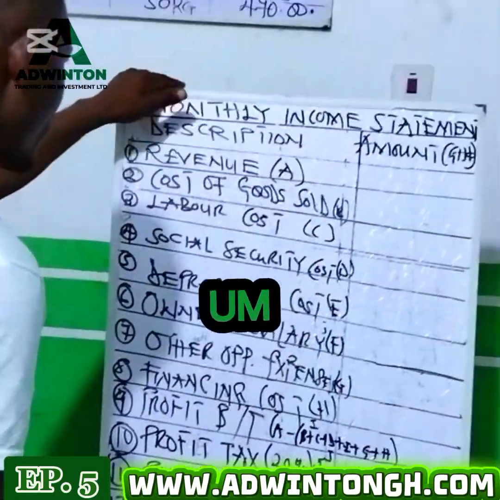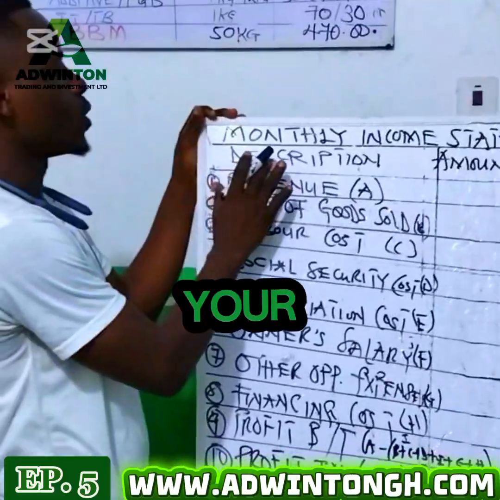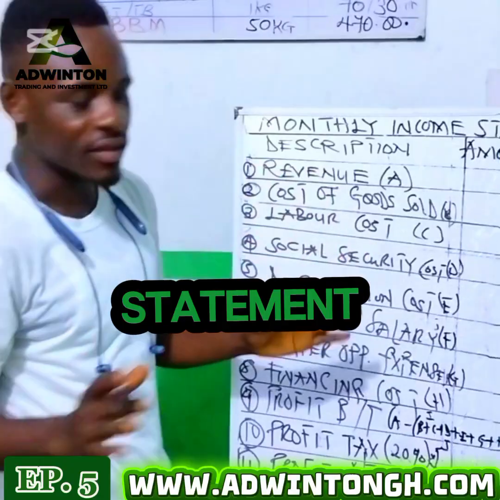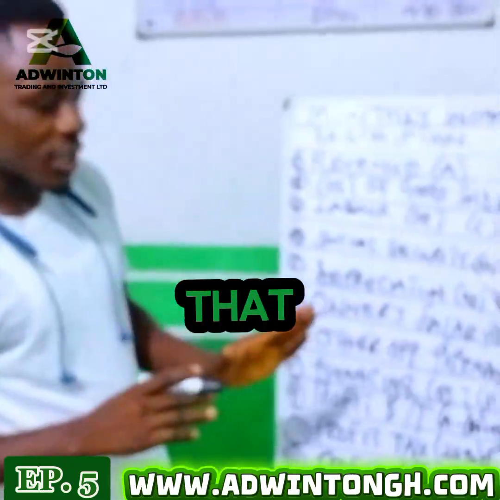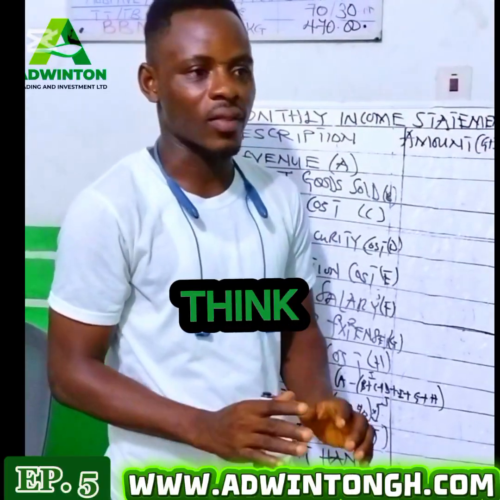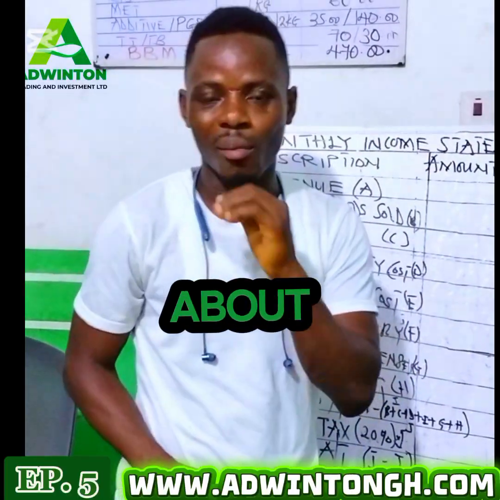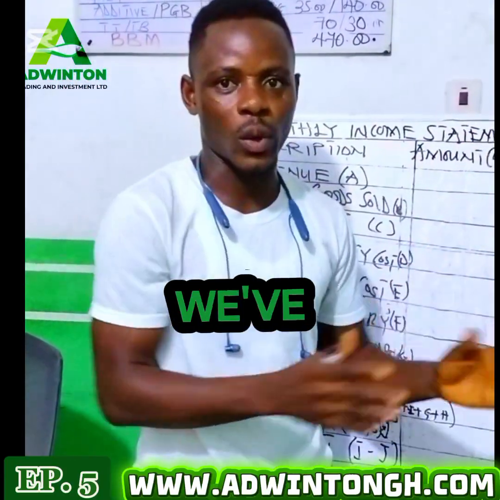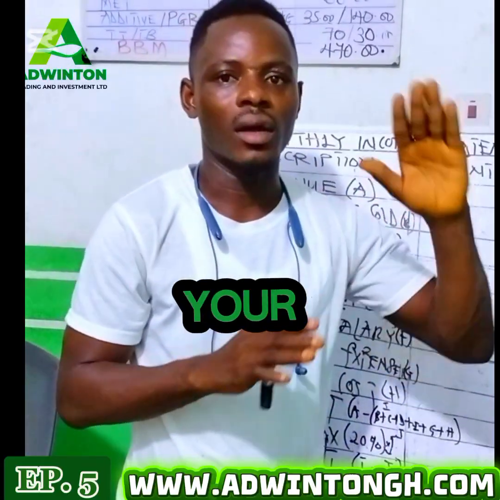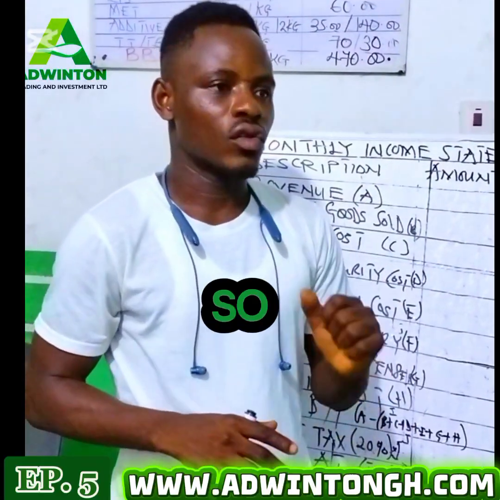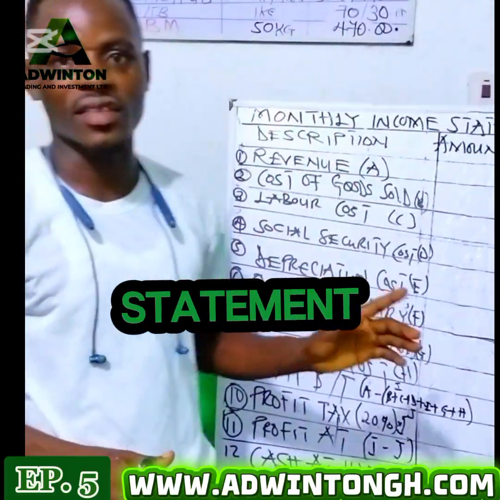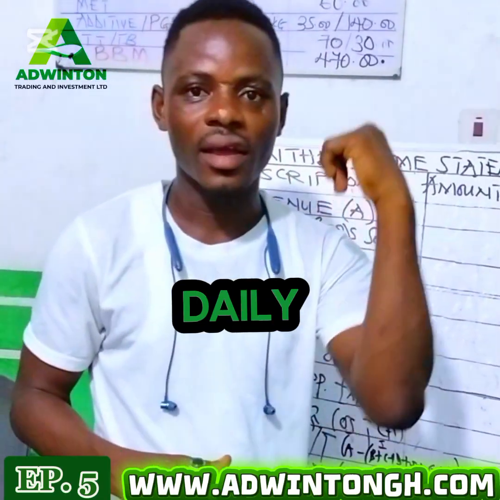So when it comes to your income statement, this one is a template of your monthly income statement, and it means that you've done your proper records of your daily sales. I think in our previous class we discussed the daily sales record. We've already done that, so I know that by now you already know how to do your daily sales record. You are going to build this monthly income statement based on that data, the daily records that you get.